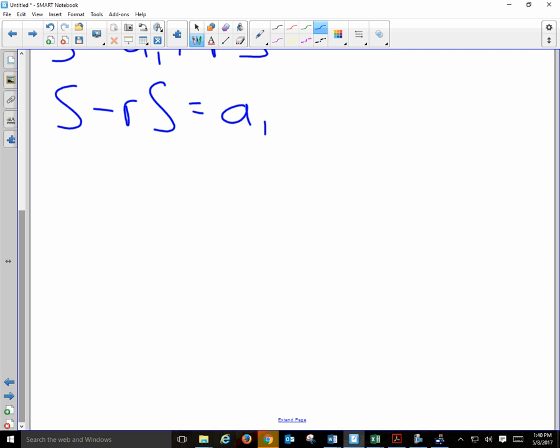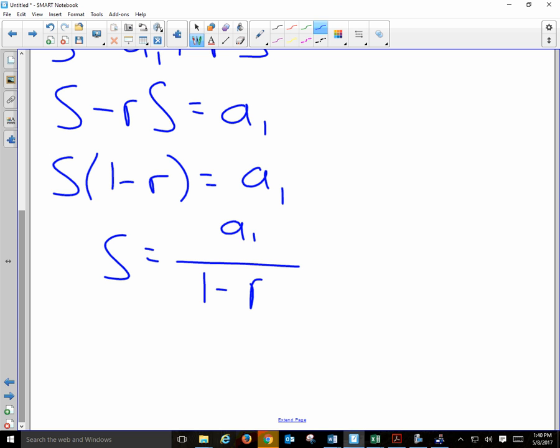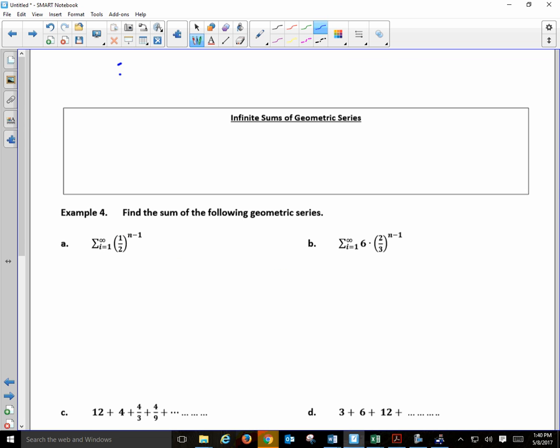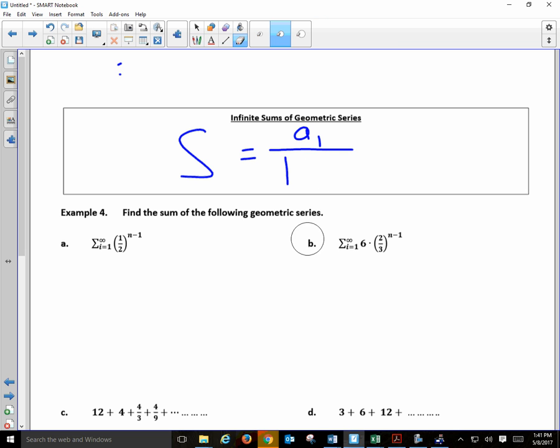If I want to solve for S, what can I do to this side? Factor out an S. What are you left with? So it sounds rather ridiculous. I know for some of you that was a little fast. You're still wondering how the heck did that happen. Watch the video tonight. The sum of an infinite geometric series is a sub 1 divided by 1 minus r. It is the easiest of all the formulas.